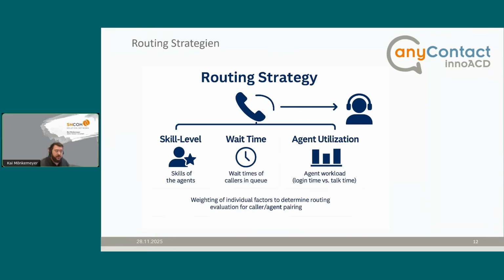So each call will require certain skills with a certain priority. We'll have a waiting time assigned, so how long the call exists basically within the system, and it will know about the agents and their utilization. And according to my routing preset, each of those factors is differently important. So for example, for one queue, the waiting time is very important. The other 2 are disabled or not important at all. For another queue, they might all be weighted the same. For another queue, skill level might be most important and waiting time and agent utilization not so much.